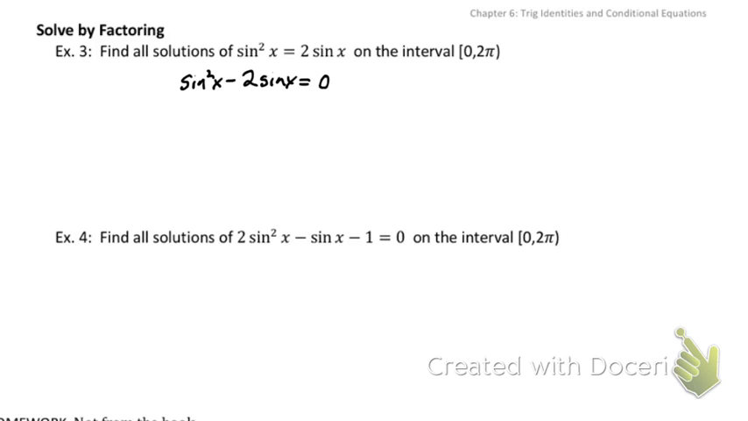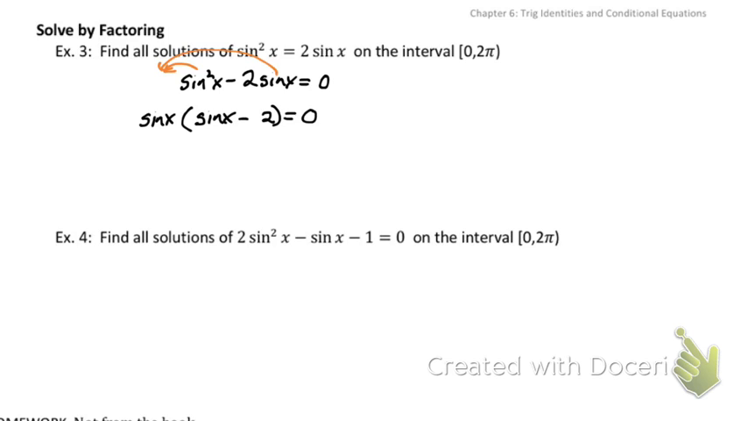Well, right now I'm at the stage that's basically like if I had x squared minus 2x, we could factor out an x. Well, the same thing is with sine x. If I have sine squared x and a sine x, I can pull a sine x out of both of those. In other words, I can divide a sine x out of both of those. So I'm going to factor a sine x out front. So we're going to have sine x times sine x minus 2 equals 0.